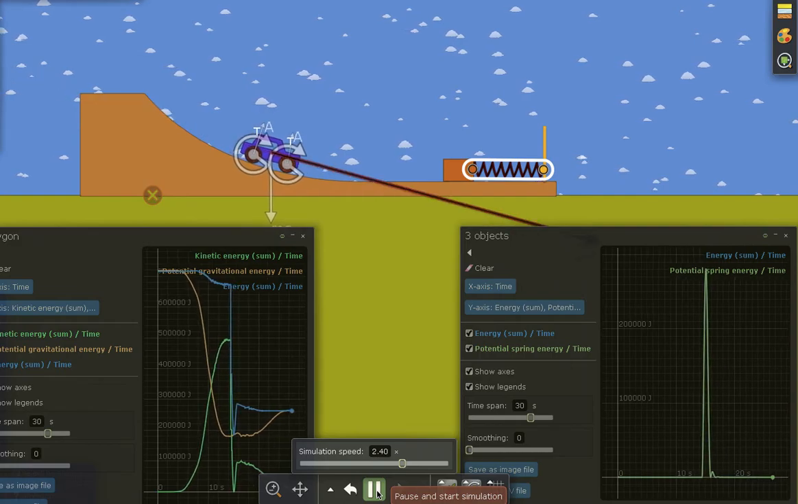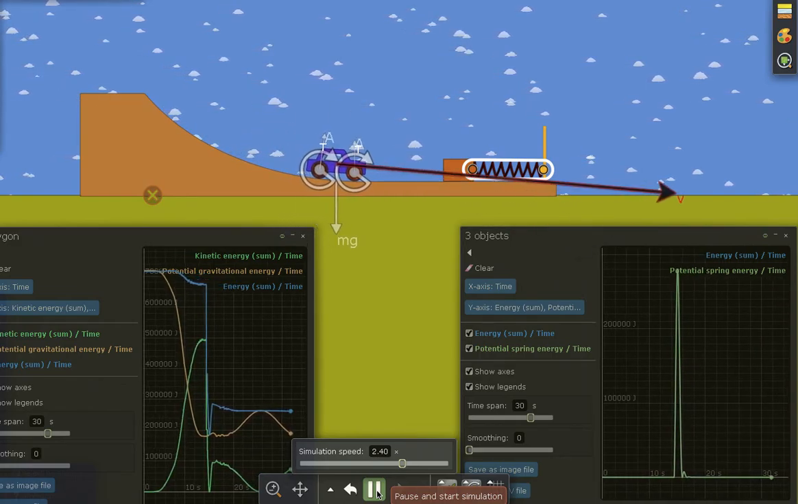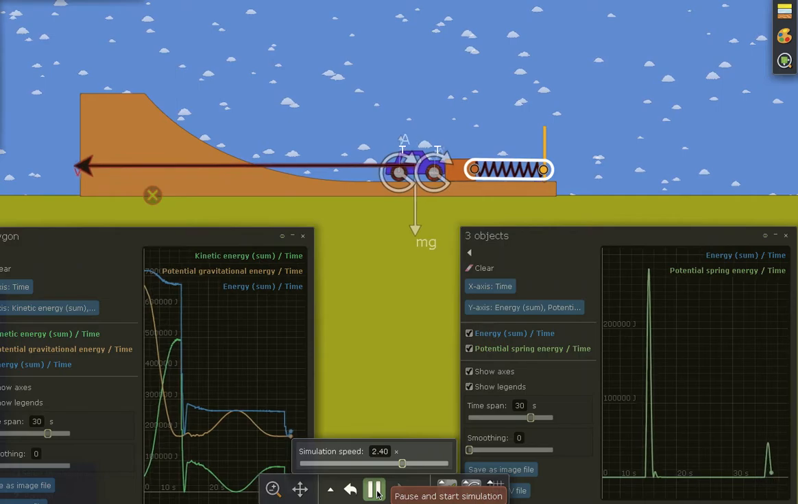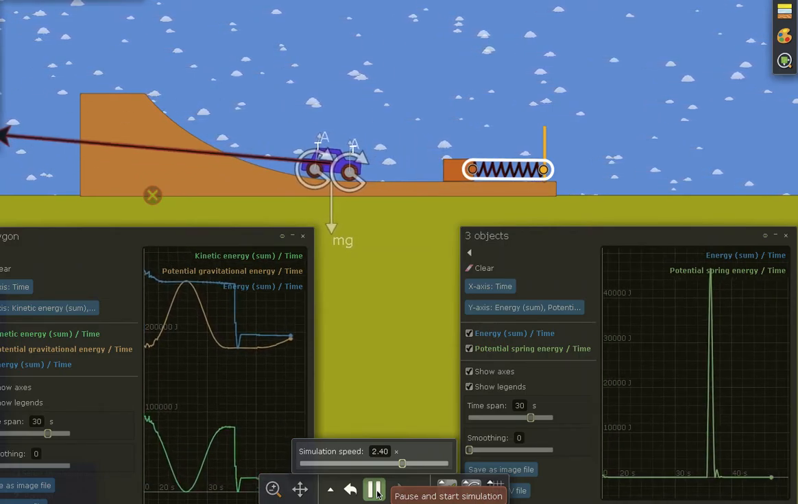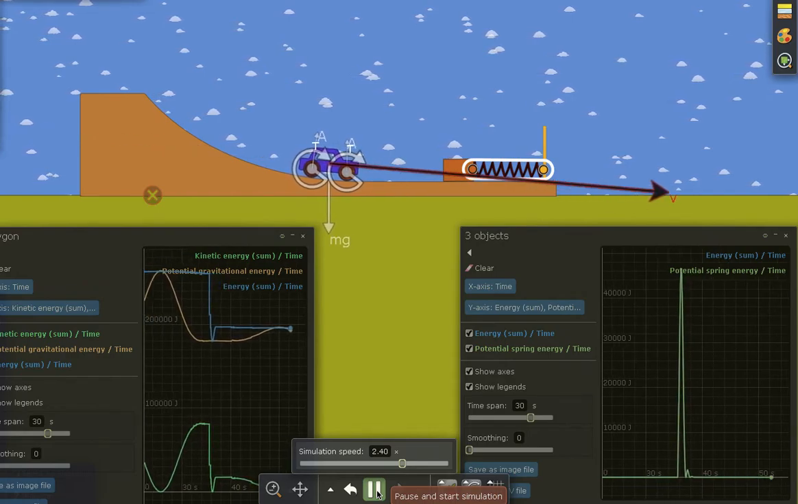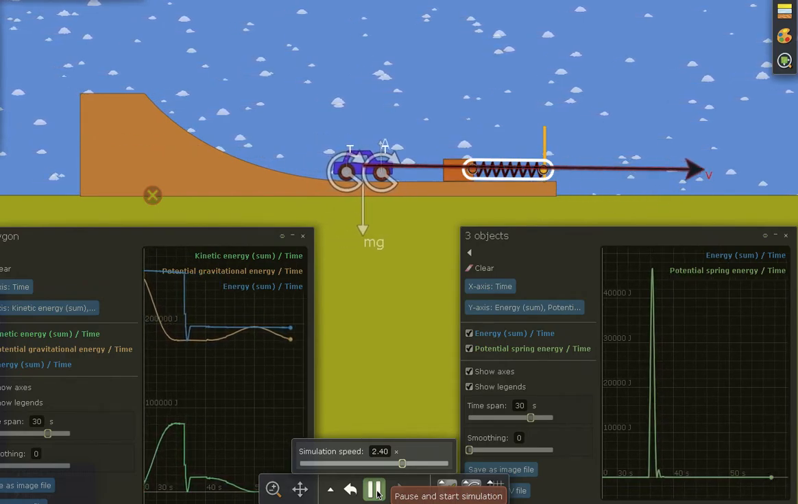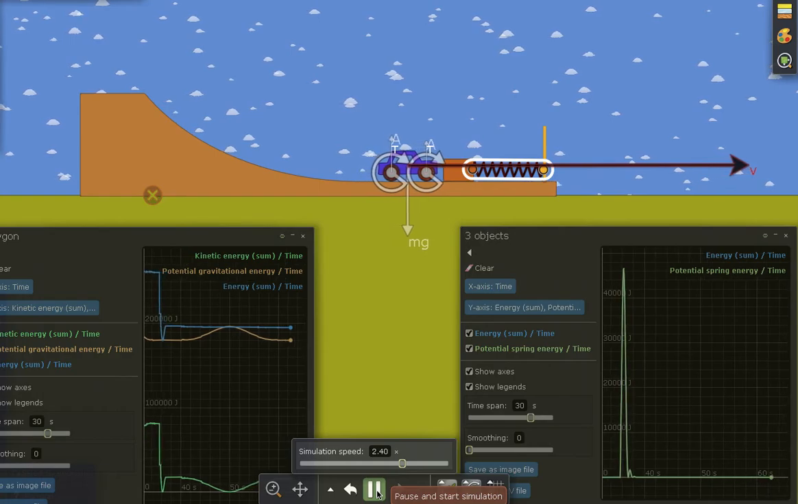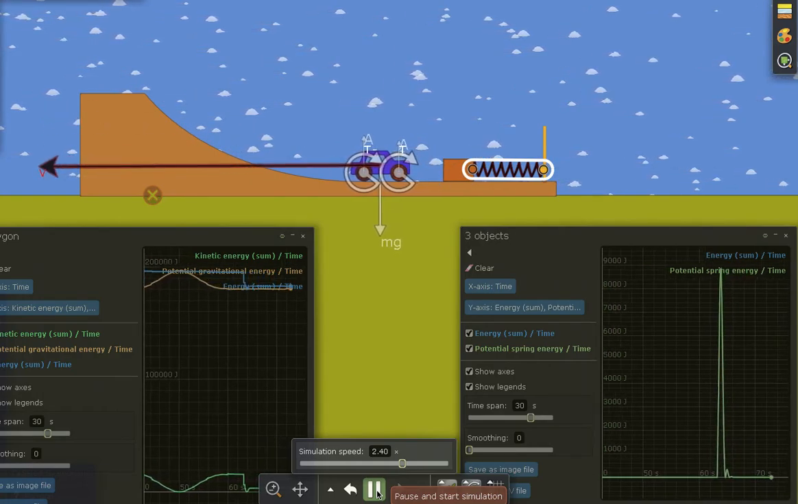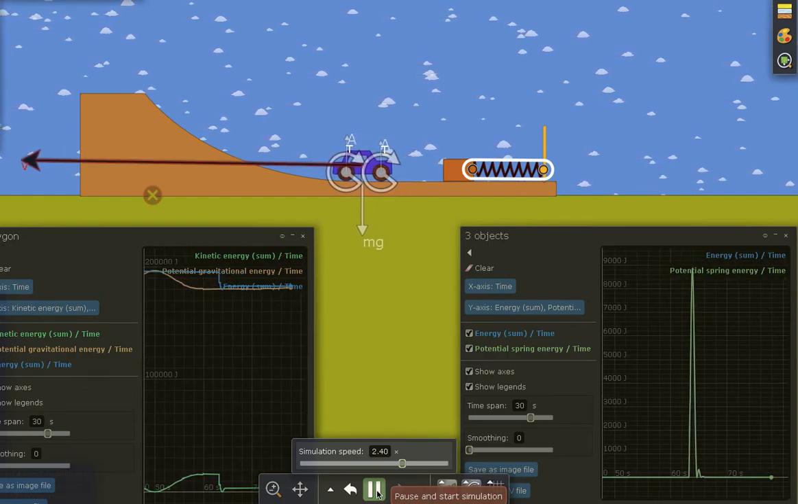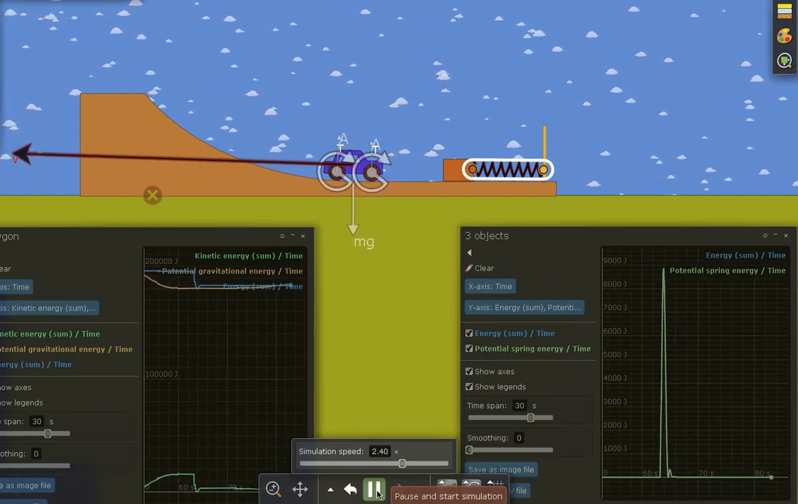And then we just see a back and forth oscillation of the spring, which translates to back and forth transformation of energy from translational kinetic energy to potential energy of the spring. And this back and forth transformation will continue until all of the energy in the system is zero and both objects are at rest.